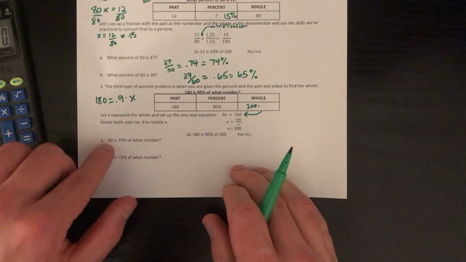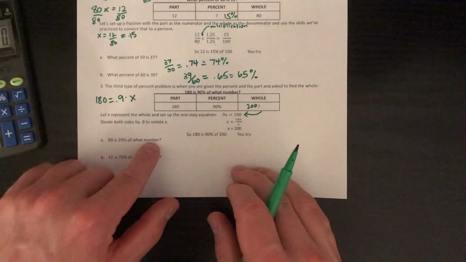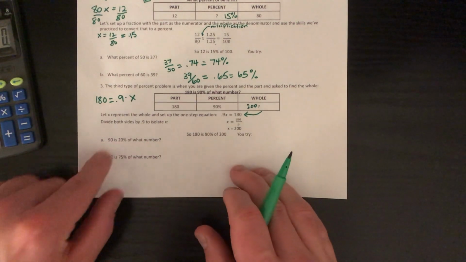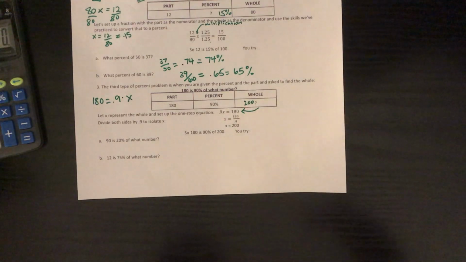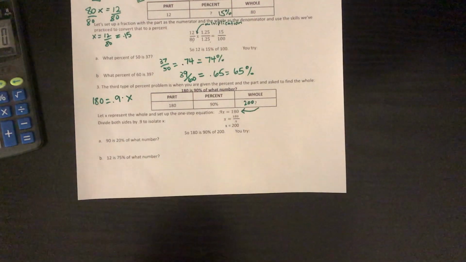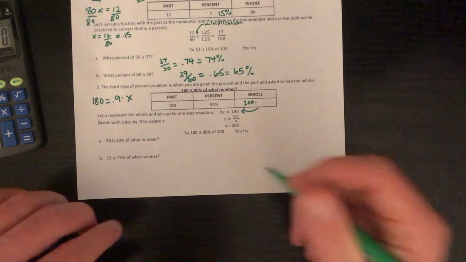So let me do this one for you. 90 is 20% of what number? I know 20% is 1/5. So they're asking me, 90 is 1/5 of some number. I know that's going to be in like the 400 to 500 range. So if I get something outside of that range, that means I probably messed something up.